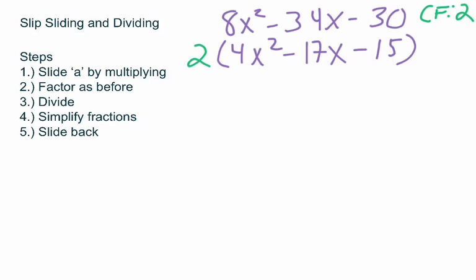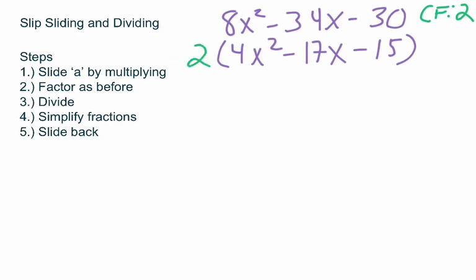Now I want to check and make sure that there's no other common factors, because sometimes you're not sure if you got the biggest one. So before I move forward, I'm just going to check again. Okay, I have a 4. 17 is a prime number, and that's a pretty good sign that there's no common factors left. 4 only has factors of 2. 15 doesn't have any factors of 2, so we're good.